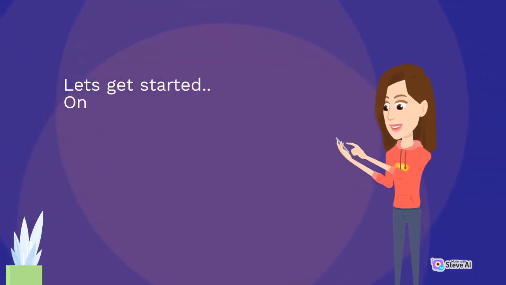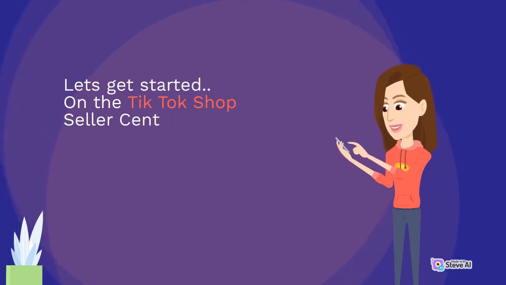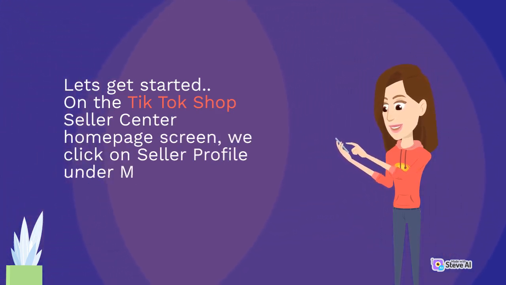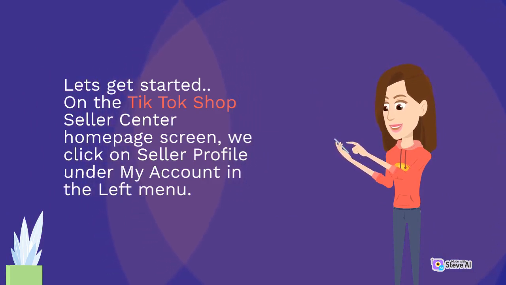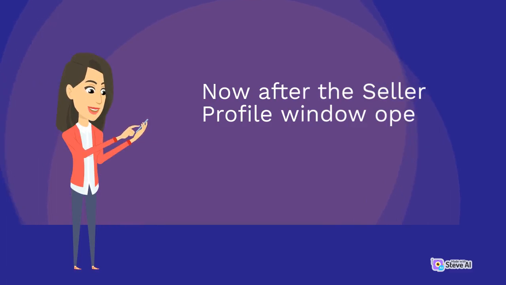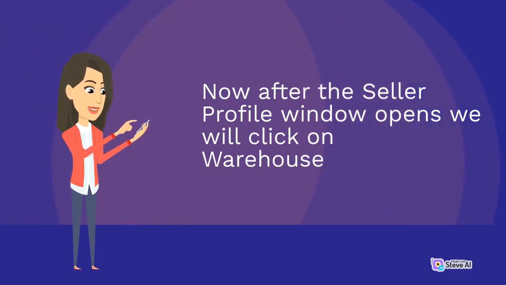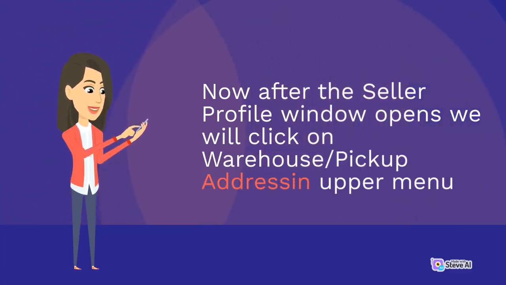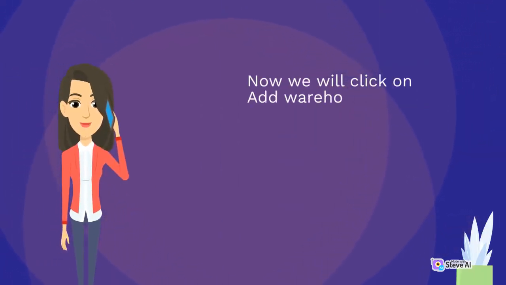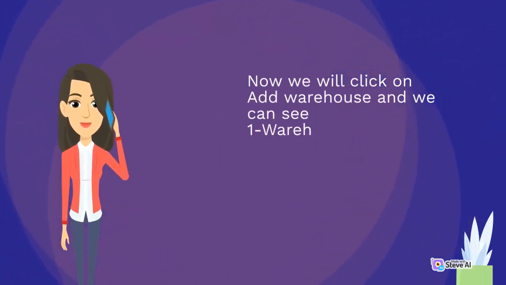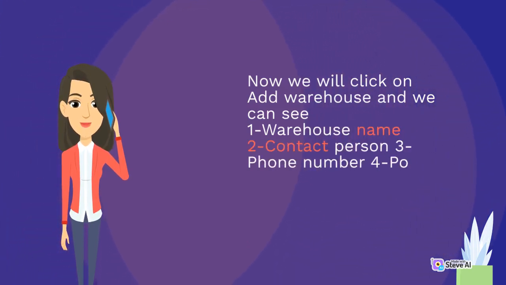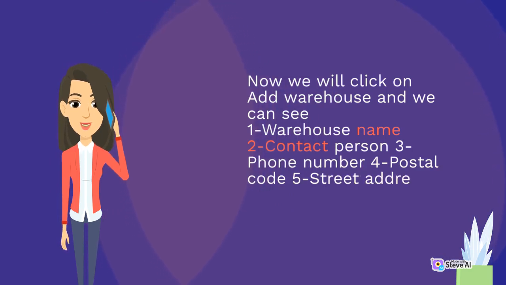Let's get started. On the TikTok Shop Seller Center homepage screen, we click on Seller Profile under My Account in the left menu. Now after the Seller Profile window opens, we will click on Warehouse/Pickup Address in the upper menu. Now we will click on Add Warehouse and we can see 1 warehouse name, 2 contact person, 3 phone number, 4 postal code, 5 street address, 6 region.